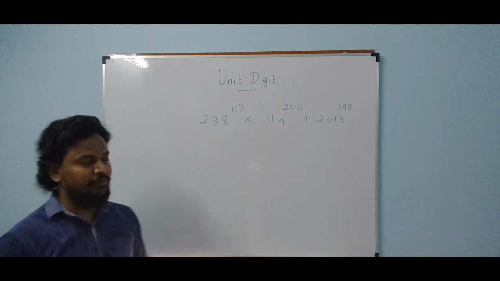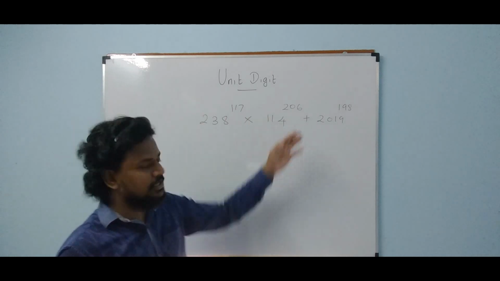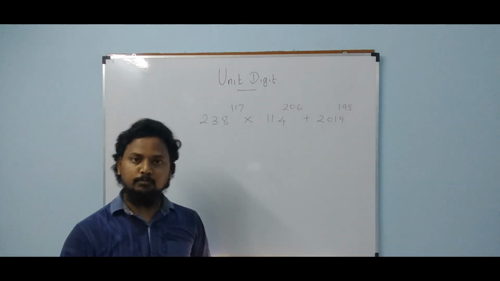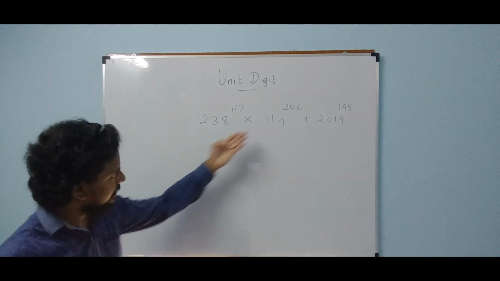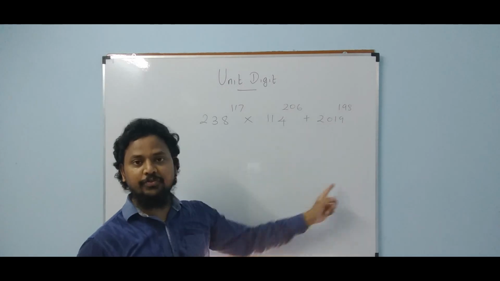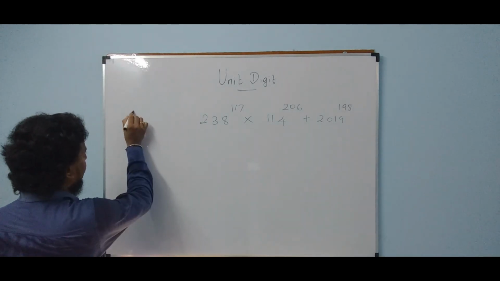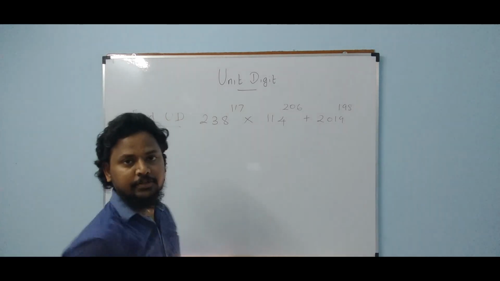To solve this problem, we should know one more thing, that is the BODMAS rule. Here the multiplication is given, and here the addition is given. Which one should we do first? Yes, we have to do the multiplication first and only then the addition. So you should get the answer for this and the answer for this, multiply them, again take the unit digit. So the actual question is, find the unit digit of this expression.